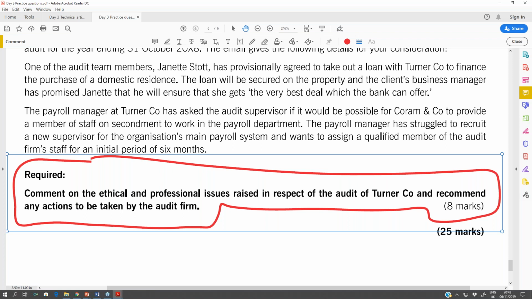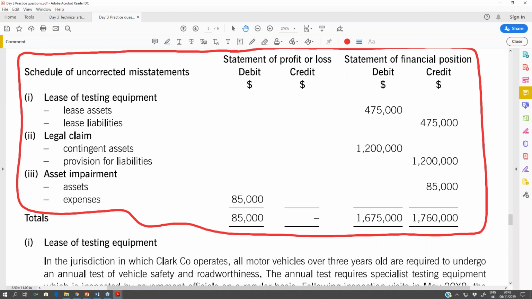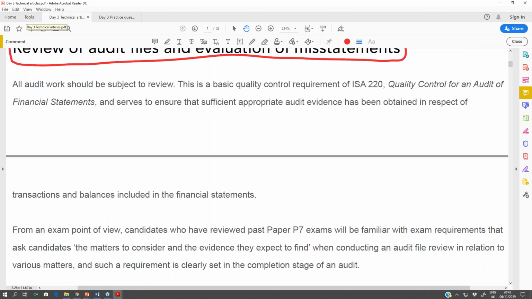I'm not just touching on the areas which have gone in the previous webinar, just emphasizing the areas which have been covered. Now you've seen this question in front of your screen, which is evaluation of misstatement. These are the misstatements, and you need to evaluate them. The examiner was saying which matters you should be discussing for each misstatement. Now, there is a complete article by the examiner on evaluation of misstatement. If I can just show you that article and make you realize its importance.